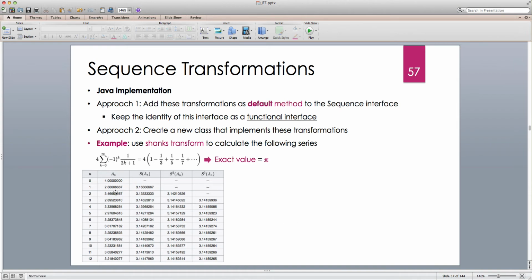And by that we mean that, for example, after 6 terms, so if I sum 6 terms of this sequence, I get 3.2837, which is far from 3.1415, which is pi. But after transforming using Shanks 3 times and then evaluating it at n equals 6, we are already at 3.141592, which is very close to pi, right? 5-6 digits of accuracy.